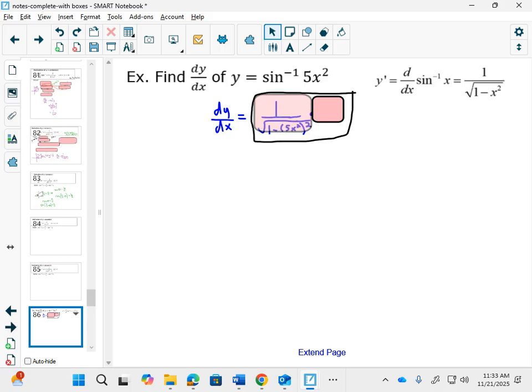So first we would do 1 over the square root of 1 minus, keep the inside the same. So the 5x squared stays the same. And then multiply by the derivative of the inside, which is 10x.